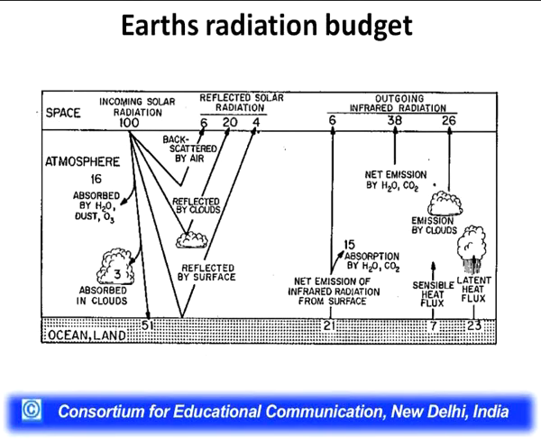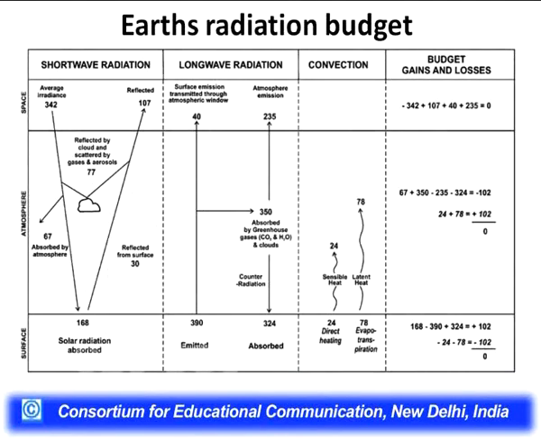So, this is how Earth's radiation budget is balanced. This is again another picture, if you are still not able to understand it. Now you can see here that 342 is coming, 107 is going, and 40 is here, 235 is here.